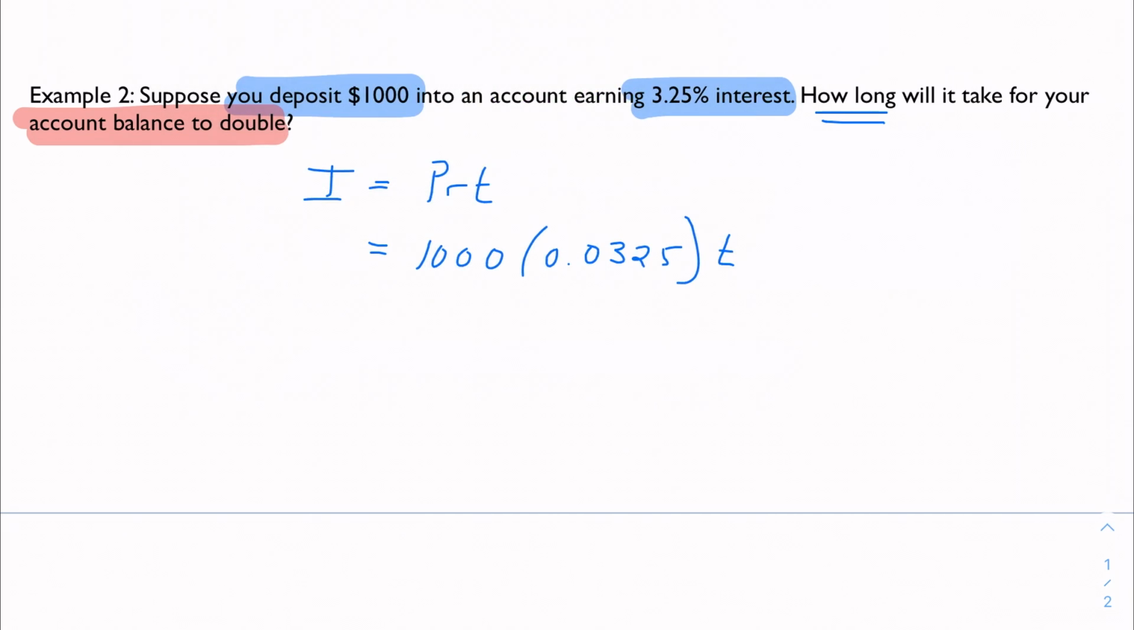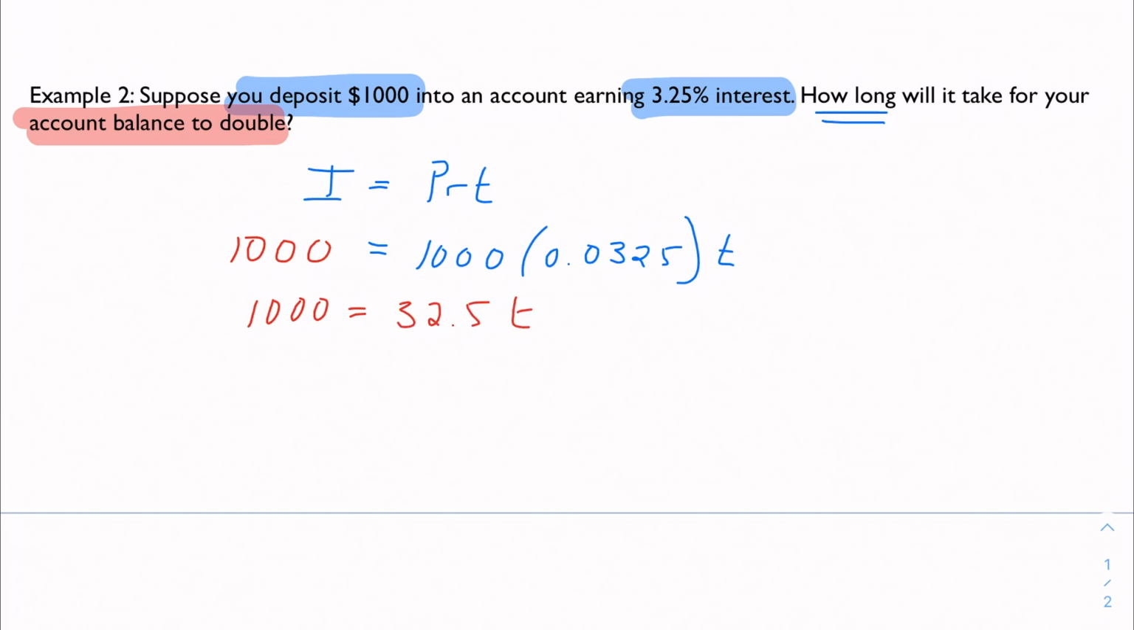Well, if my account balance doubles, then I now have $2,000 in my account, which means I've earned an additional $1,000, right? In order for my principal to double, I've earned an extra $1,000 because it makes my balance $2,000. So let's do some multiplication here. Let's take care of that right-hand side. I'm just going to multiply by 0.0325, and I get 1,000 equals 32.5 t.